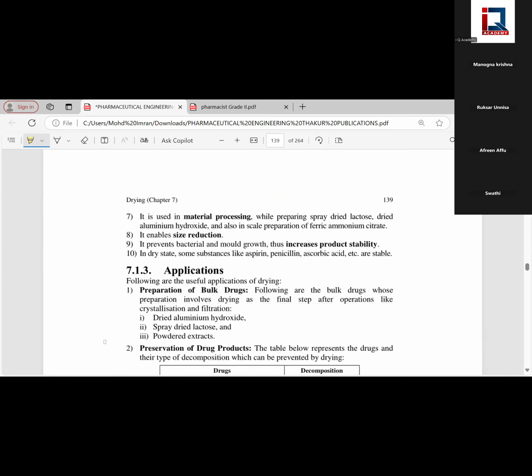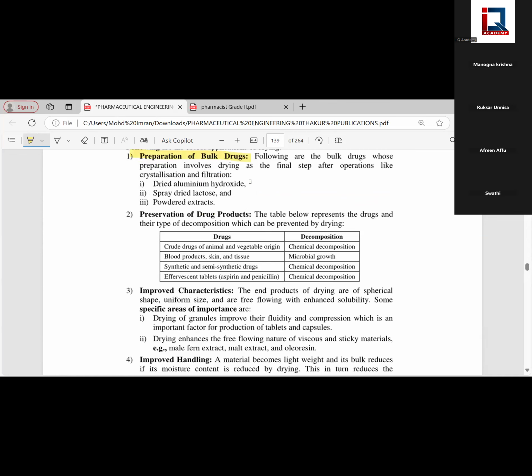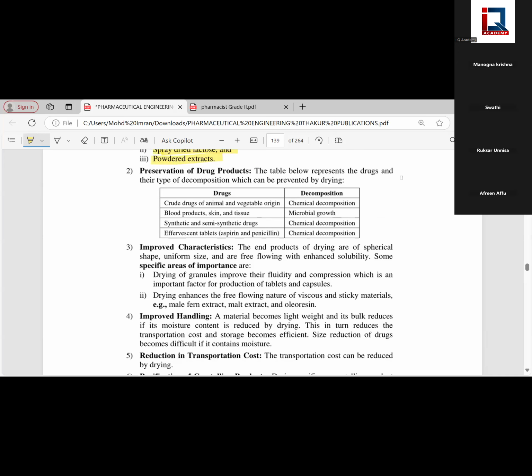Let's see the next important thing, applications of drying. During preparation of bulk drugs, we undergo the technique called drying. Examples are dried aluminum hydroxide mixture and spray dried lactose, which is a very important diluent used in direct compression of tablets, as well as powder extracts and other preparations of bulk drugs. We use drying for these products.